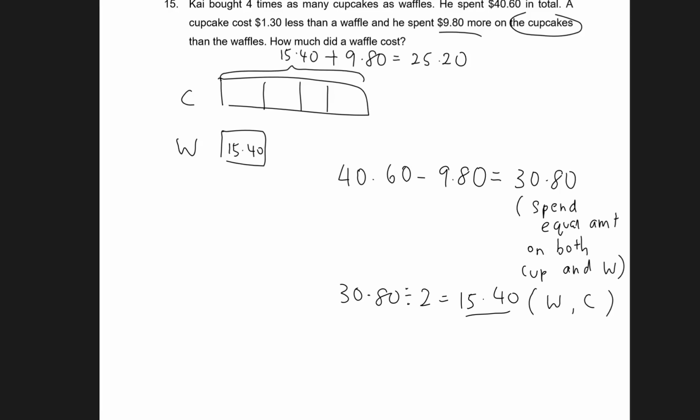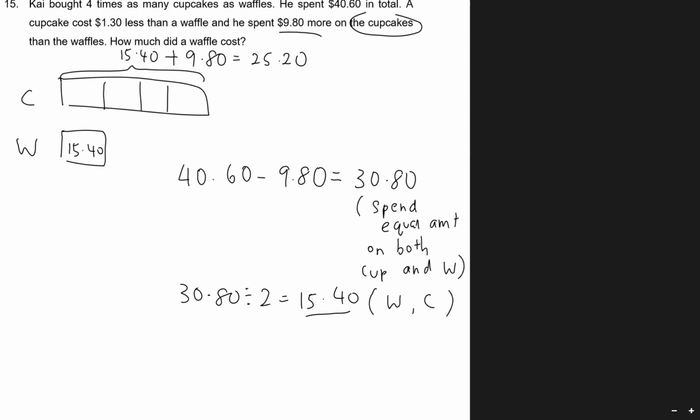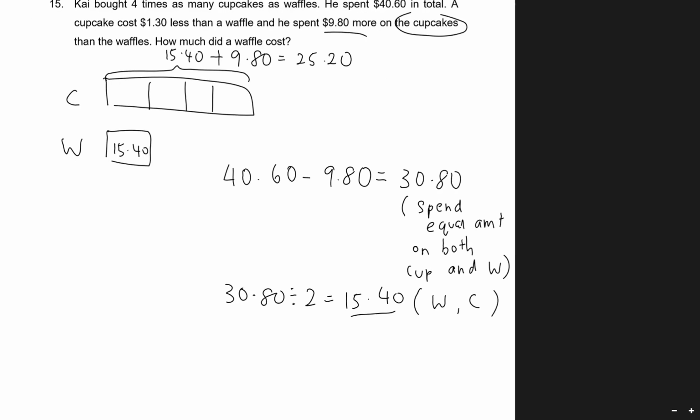That is what I'm trying to do. Now, take a look at the cupcakes. 4 units makes up 25.20. So I'm just going to write it out. 4 units, 25.20. 1 unit is going to be 25.20 divided by 4, which is going to give me 6.30. Alright, so this is 6.30, 6.30, 6.30, and 6.30.